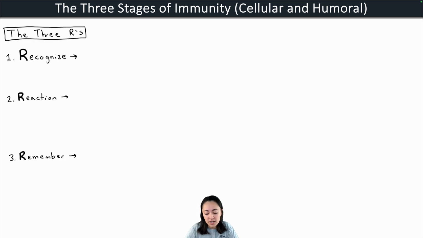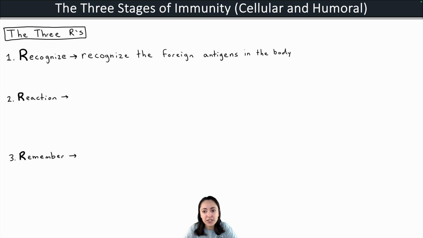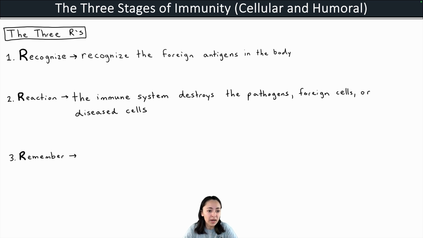The first thing our immune system is going to have to do is recognize the pathogen. Our body is going to do this by recognizing the foreign antigens on those pathogens. Next, our immune system is going to react. The immune system will destroy the pathogens, foreign cells, or disease cells.